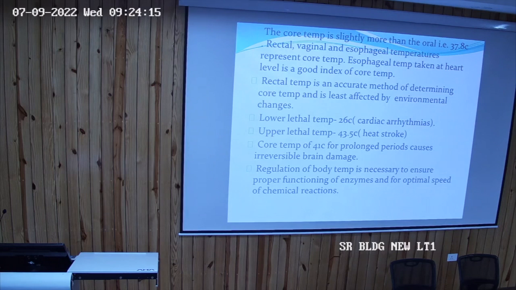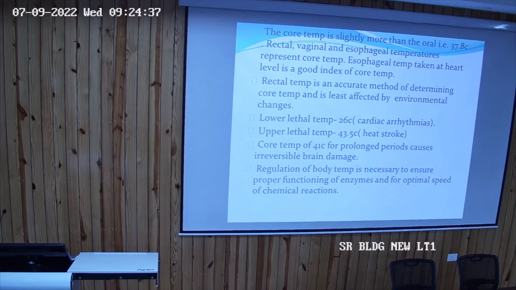What is cardiac arrhythmia? Arrhythmia is irregular rhythm, because we have covered these topics. Core temperature of 41 degrees for a prolonged period causes irreversible brain damage.